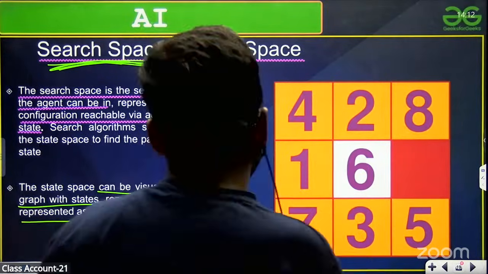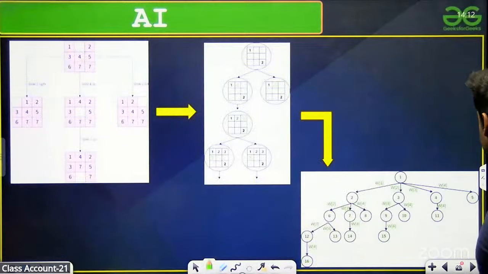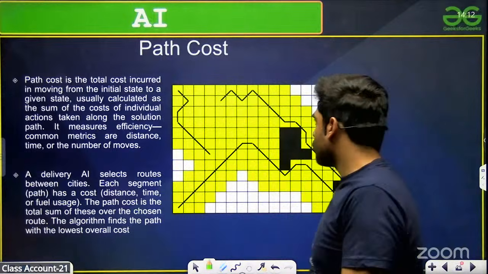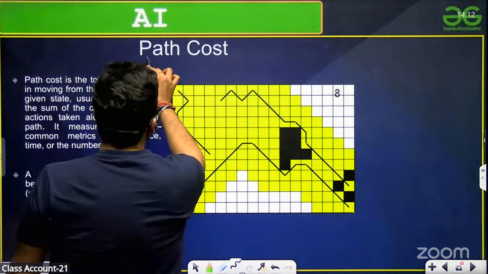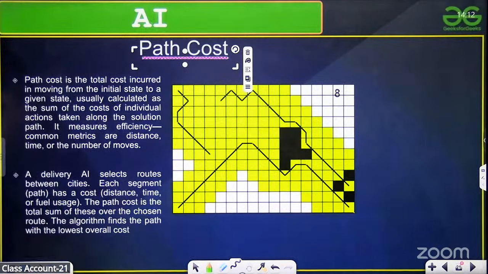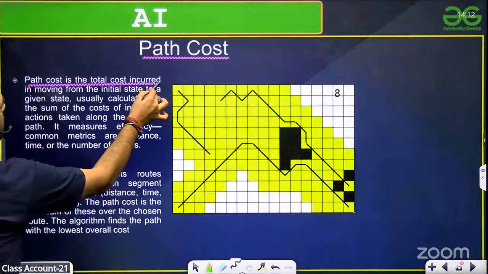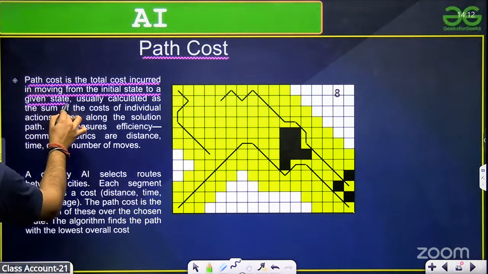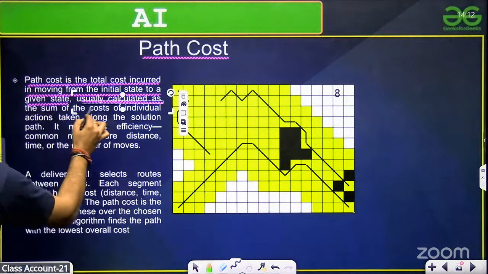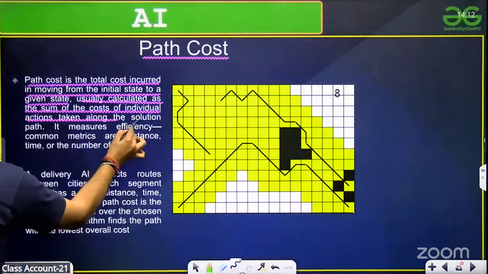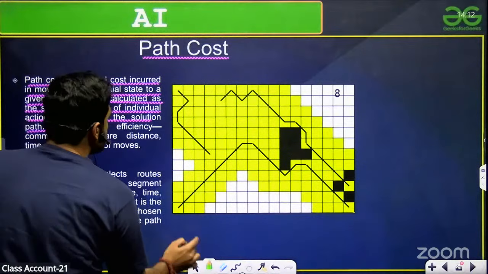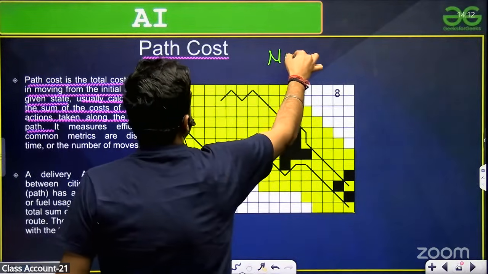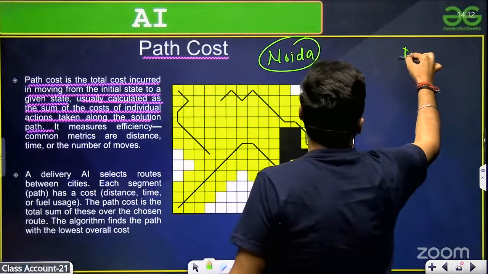Okay guys, let us move forward. Now, path cost, an important term. So what is the path cost? Path cost is the total cost incurred in moving from the initial state to a given state, usually calculated as the sum of the costs of individual actions taken along the solution path. I'll tell you what exactly path cost is. I want to travel from Noida to Delhi.